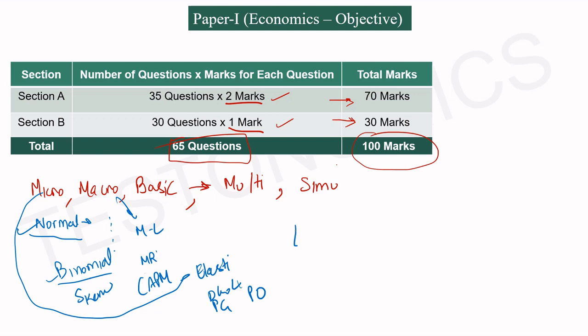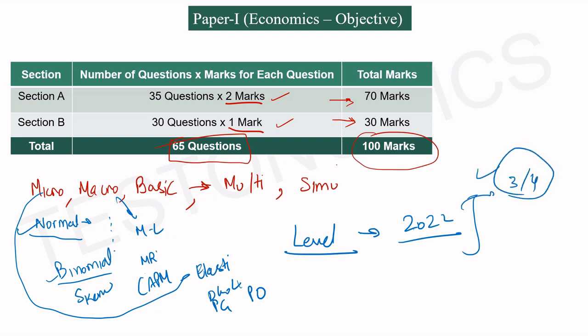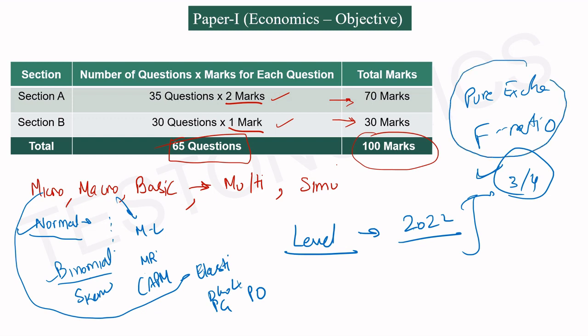Now, what was the level of questions? Like I already mentioned, the level of questions was basic to moderate only. That means most of the questions were of the level which were asked in the 2022 examination. So, for example, in 2022, there were 3 markers and 4 markers also. Those questions involved lengthy calculation. For example, one question was on F ratio. Then another question was on pure exchange economy. So when 3 markers and 4 markers had been dropped this year, the scope of such lengthy questions reduced. Therefore, they had not included such questions.